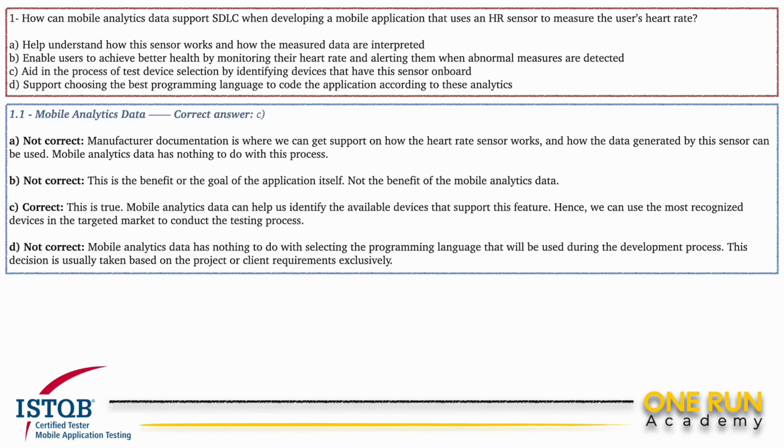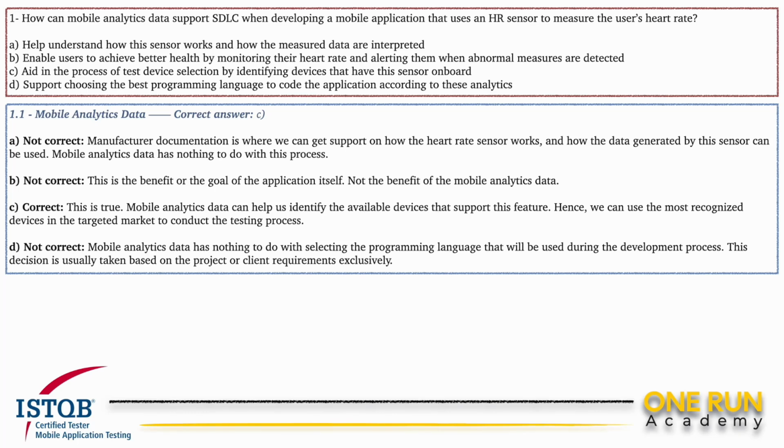Now let's move to option B, which is instantly recognized as an incorrect option. This is a benefit from the mobile application itself, not the mobile analytics data. So, option B is also not correct.